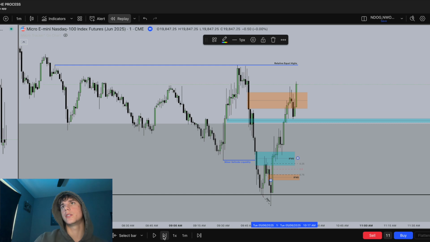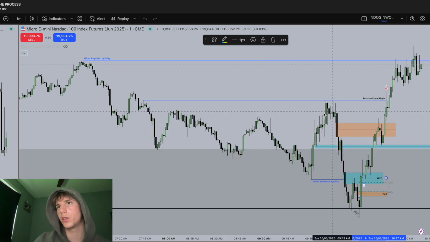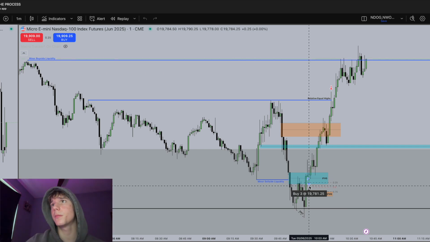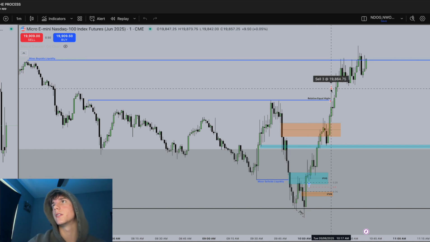And then as you can see right here, we inverse, go through that volume imbalance after tapping the first presented fair value gap. And then we run up and take our relative equal highs where we get filled. So I'll show you my executions. Right here you can see I enter perfectly at the consequent encroachment. And then I get out at these relative equal highs.